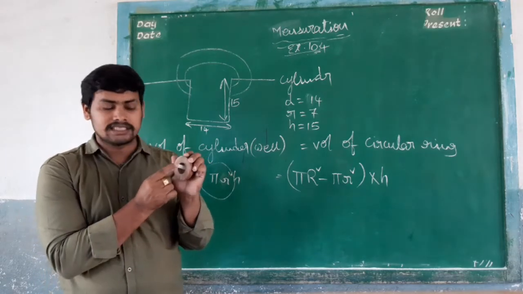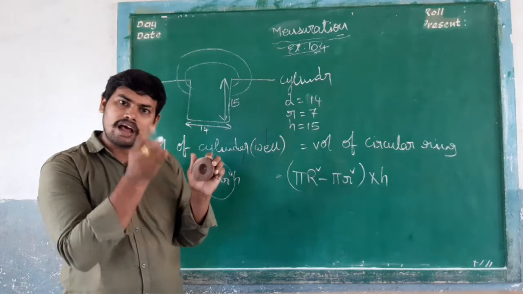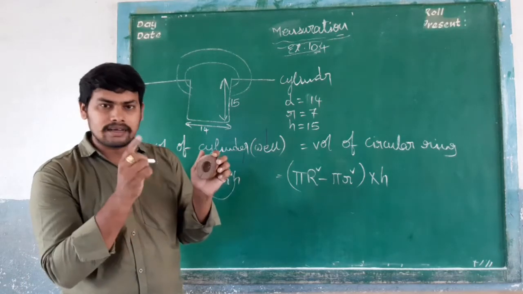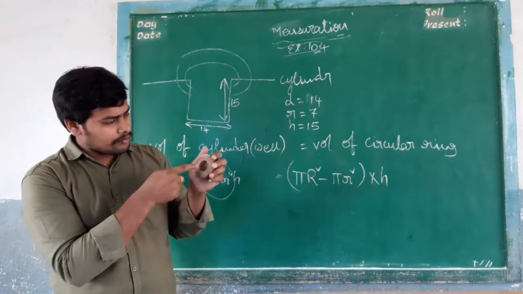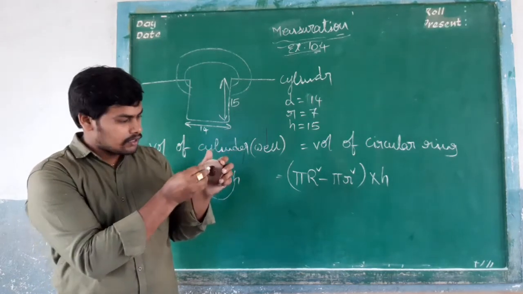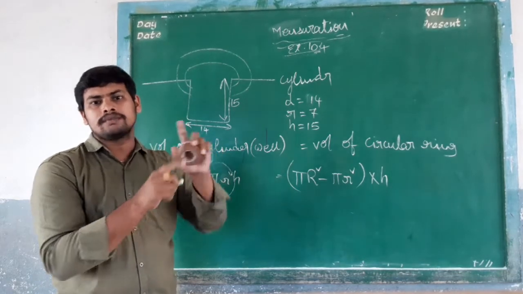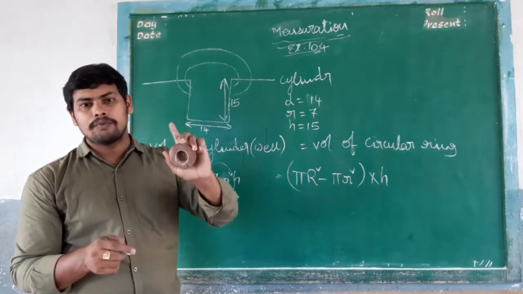This is the center of the well. Okay. So this is the center also for the internal ring. So the radius is the same for the internal ring and the well. Well and internal ring have the same radius.